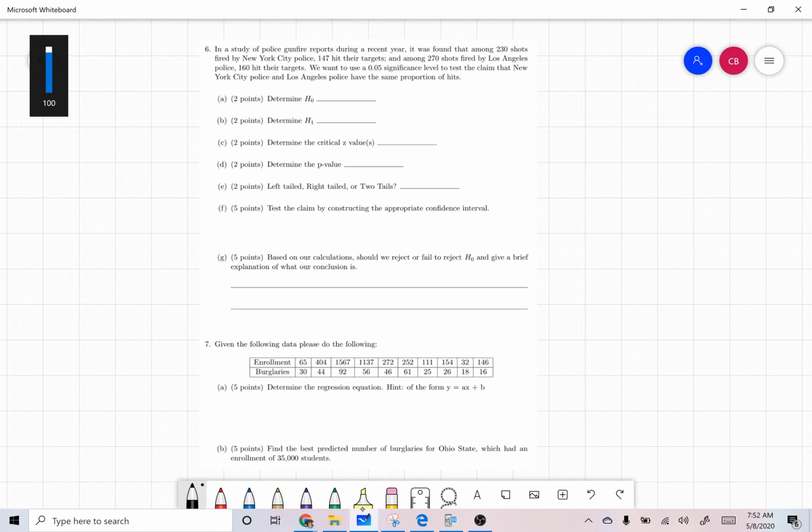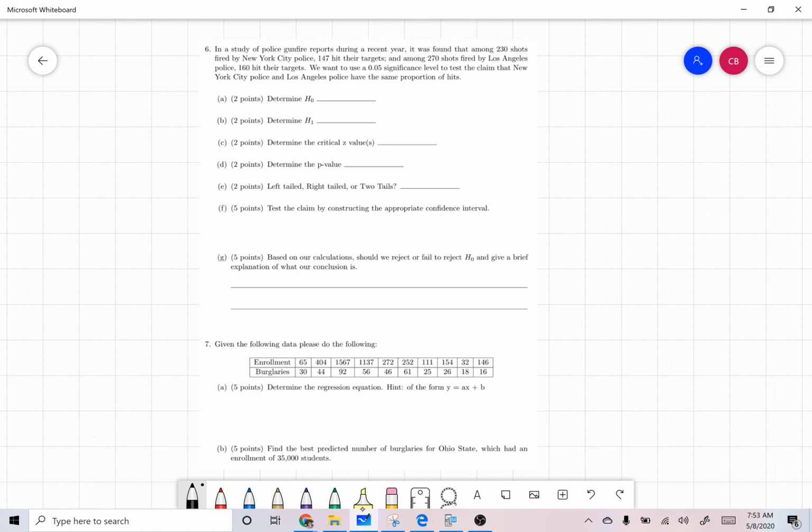Okay, so the next one is a hypothesis test. It says in a study of police gunfire reports during a recent year, it was found that among 230 shots fired by New York City police, 147 hit their targets, and among 270 shots fired by LA police, 160 hit their targets. We want a 0.05 significance level to test the claim that New York City police and Los Angeles police have the same proportion of hits.